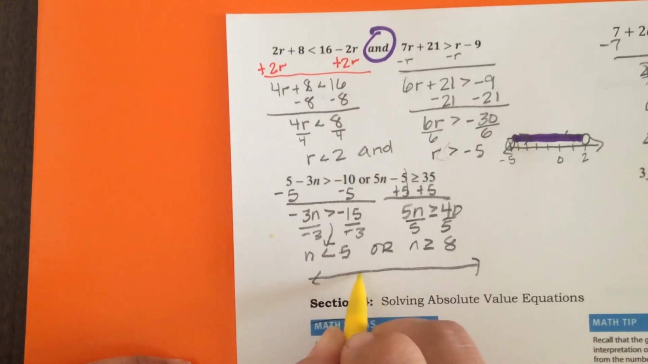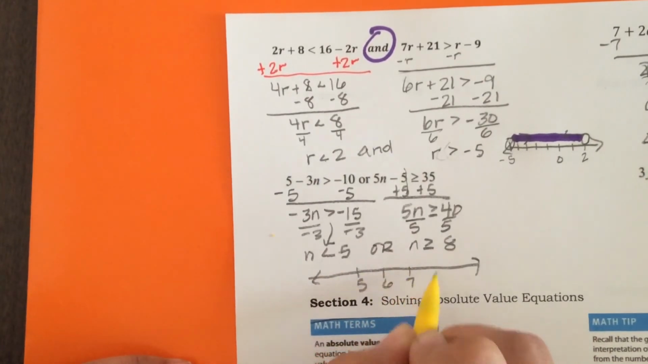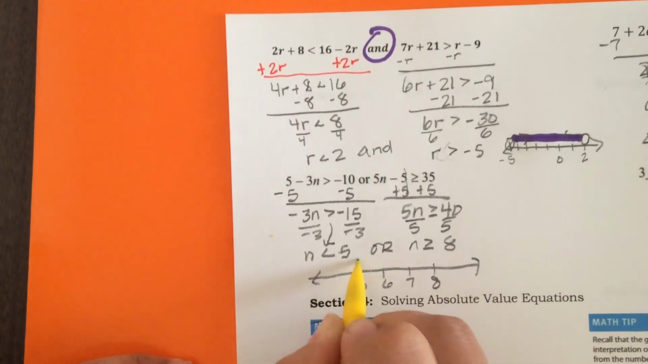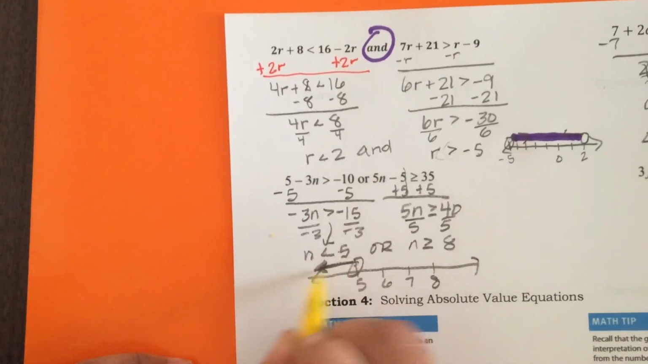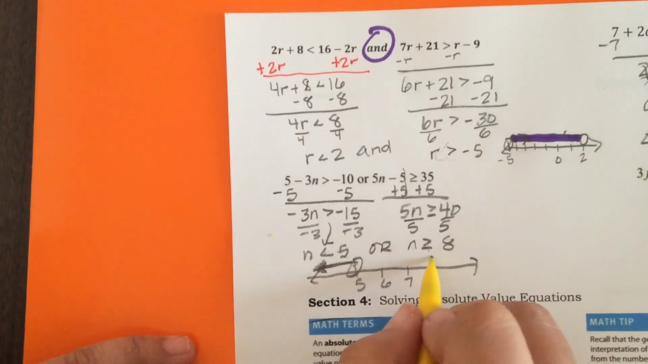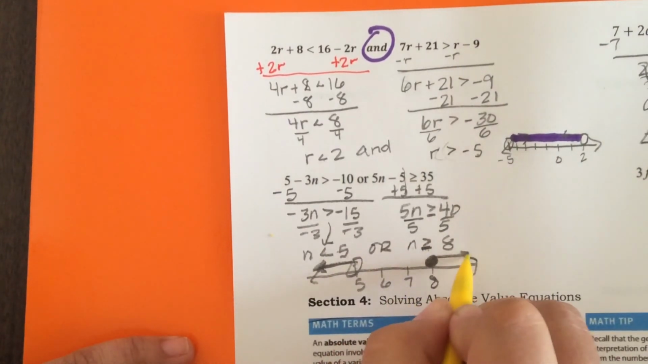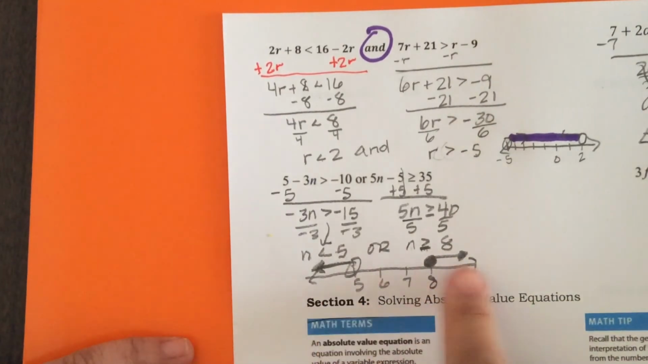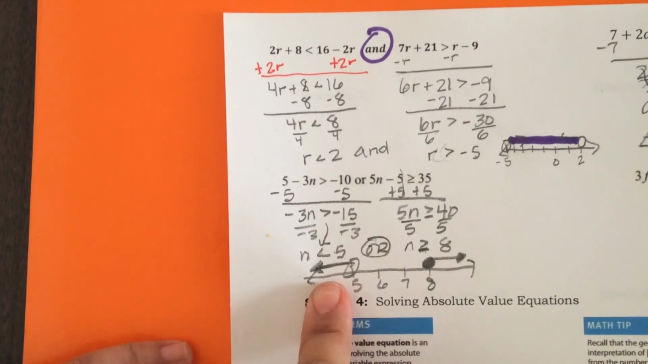And you're going to have 5, 6, 7, 8. Open circle on 5. N is less than 5, and you're going to go to the left. So you're going to make an arrow to the left. N is greater than or equal to 8, so that means it's a bubbled in circle because of this little line, and you're going to go to the right. And so OR, remember OR means opposite directions.